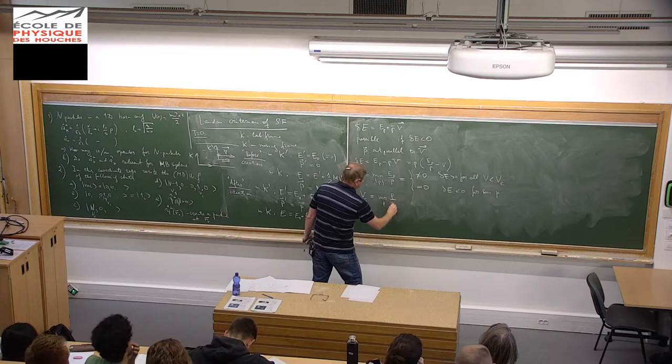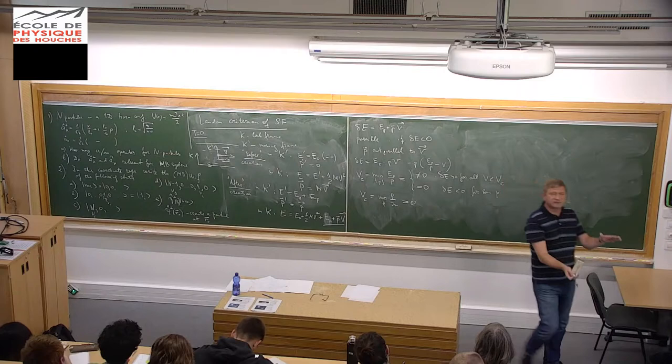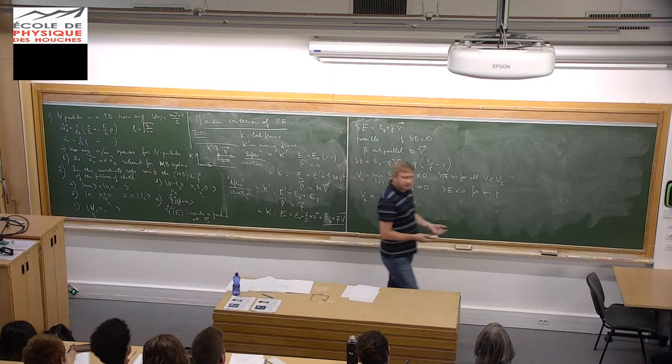So that means the critical velocity is zero. There is no superfluid flow. Whatever you create, there is always a mechanism that stops it. So therefore, despite BEC, Bose-Einstein condensation, long range order, the ideal gas is not superfluid.